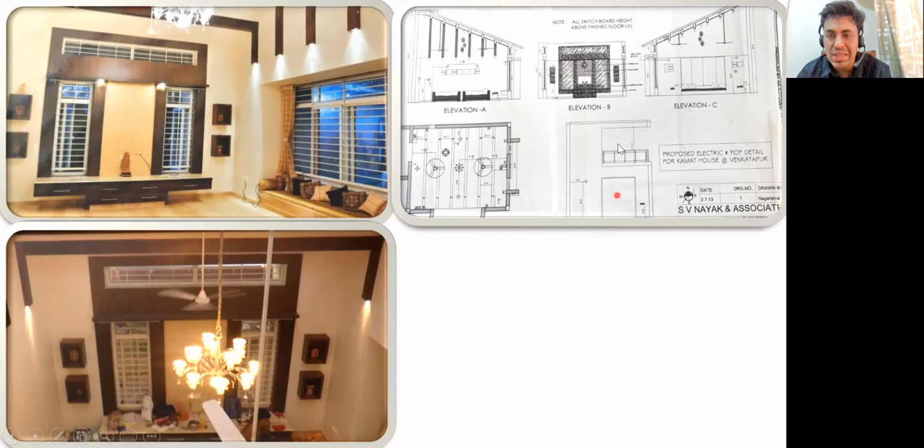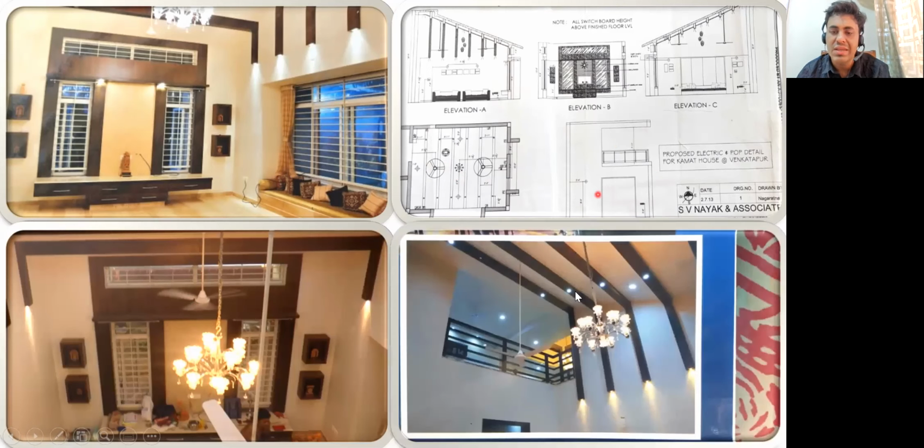Now coming to this elevation, this is how that elevation looks. Now you are standing here, and this is a door what we have, and you're looking into the gallery. You can see a kind of wooden interior done here. 1, 2, 3, 4.